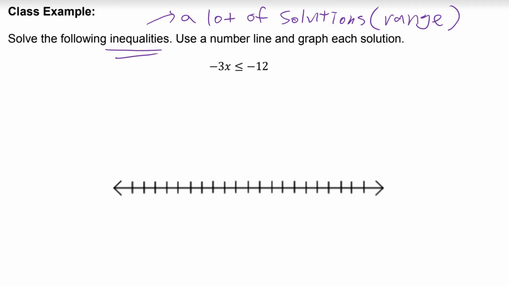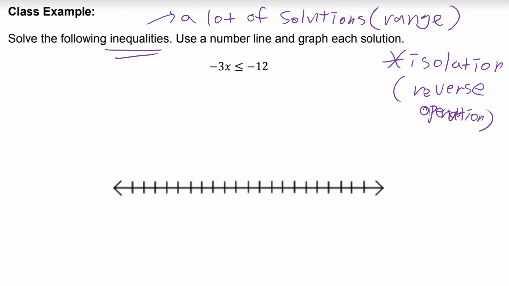So what we need to do is isolation. We isolate using reverse operation or inverse operation, same thing. Right now, can you see negative 3 and x? They're multiplying each other. So what's the opposite of it? I have to divide. Here's what's going to happen. Negative 3x, I have to divide it by negative 3.